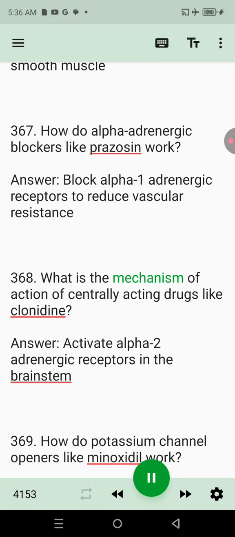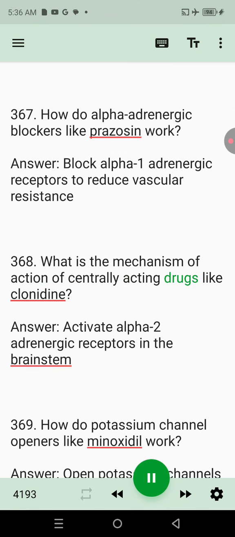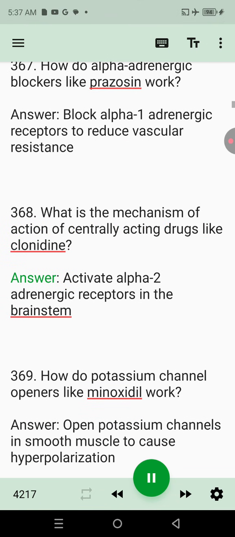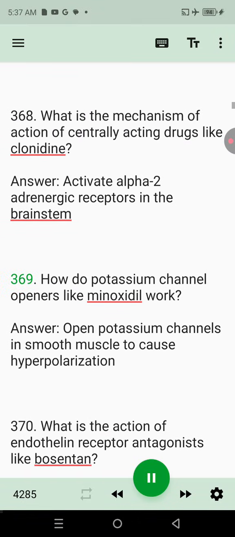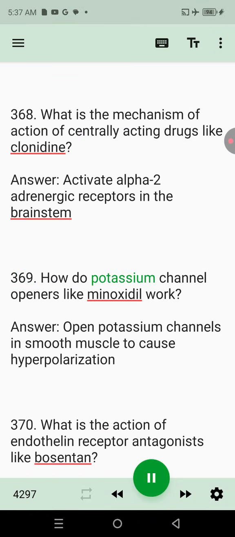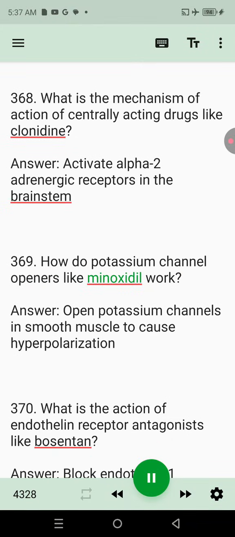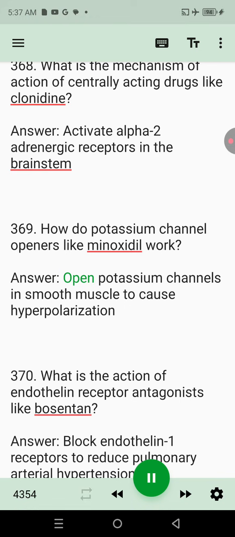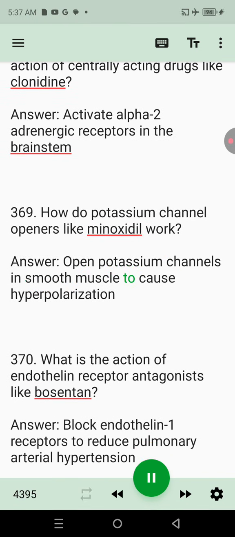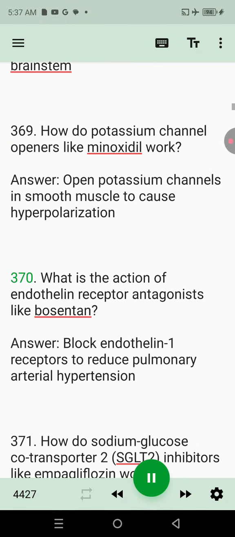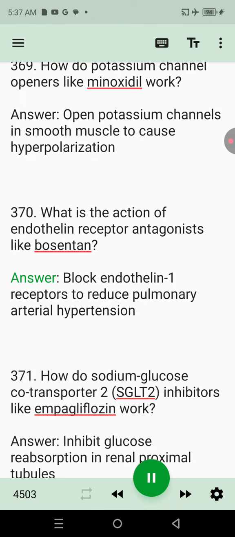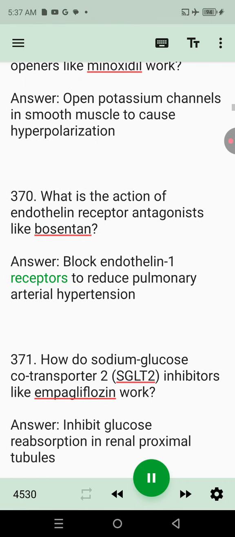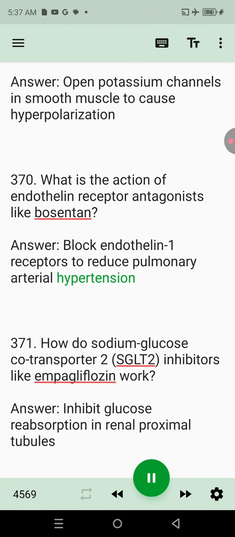368. What is the mechanism of action of centrally acting drugs like clonidine? Answer: activate alpha-2 adrenergic receptors in the brainstem. 369. How do potassium channel openers like minoxidil work? Answer: open potassium channels in smooth muscle to cause hyperpolarization. 370. What is the action of endothelin receptor antagonists like bosentan? Answer: block endothelin-1 receptors to reduce pulmonary arterial hypertension.